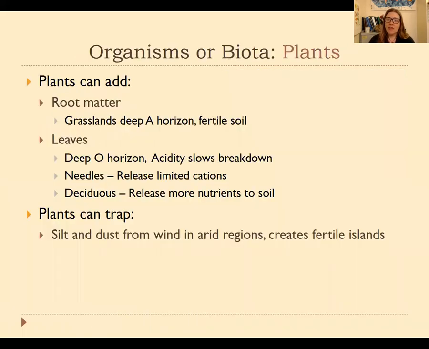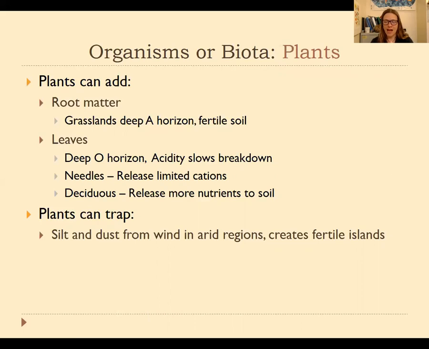Okay, so then the next term in our equation, clorpt, sometimes people call it. So we talked about Cl, climate, and then O is for organisms, which are also sometimes referred to as biota, which is just biological organisms. And of course, there's many different kinds of organisms or biota in the environment, and they can all contribute to soil development. So let's talk about a couple of different broad groups of organisms, starting with plants.